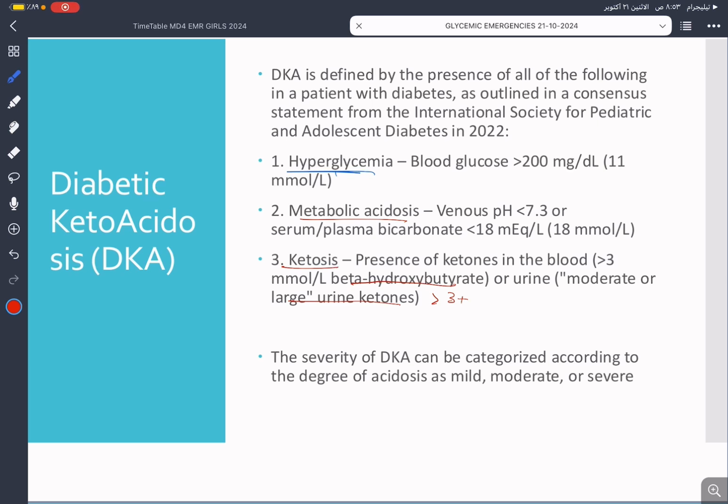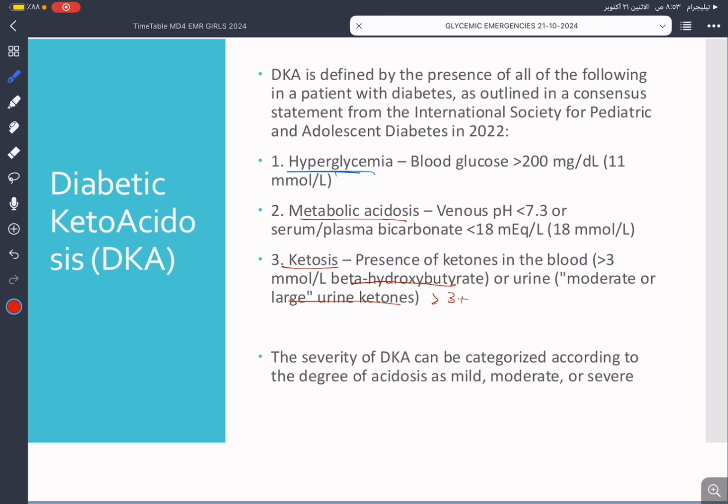pH. So we should get blood pH, a blood gas, right? Either venous blood gas or arterial blood gas. What do we see in the blood gas? How do we define acidosis by pH? Less than 7.40. Any pH less than 7.40, this is acidemia.